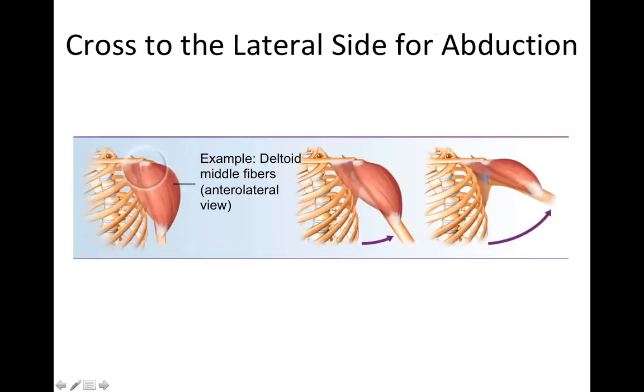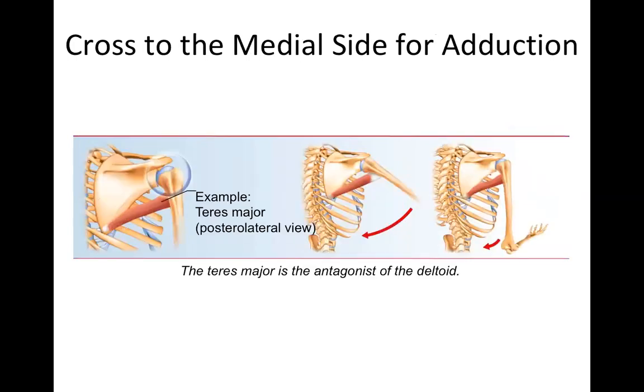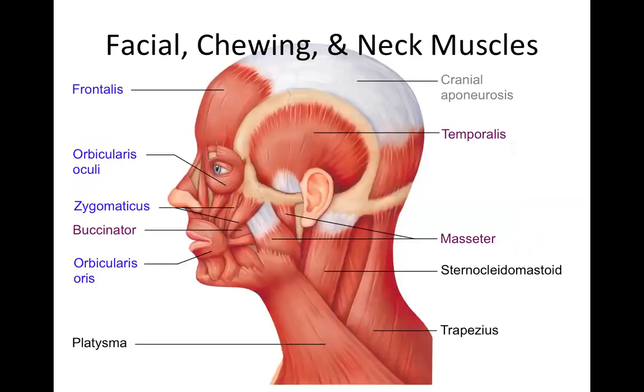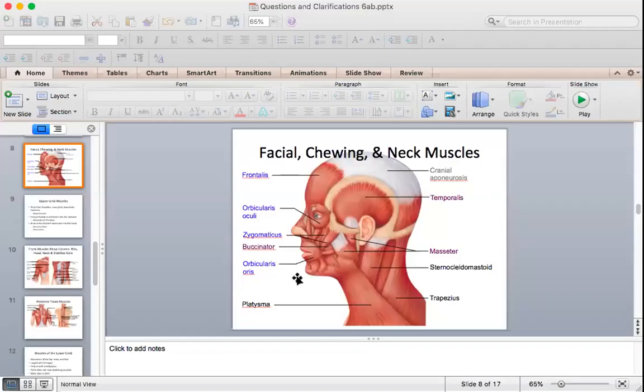If we're crossing to the lateral side, then we're going to be involved with abduction. So our deltoids, for example, at that shoulder joint are going to pull the arm to the outside edge, abduction. And again, things that cross to the medial side are going to pull the arm back for adduction. So you want to think about the location of the muscle and what it's doing. Okay, we're going to come back to that.